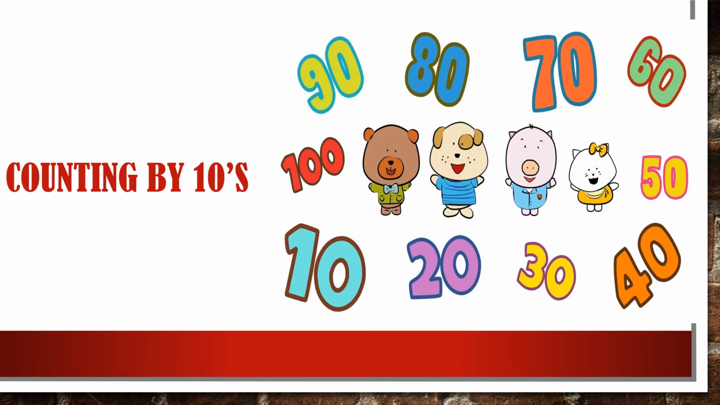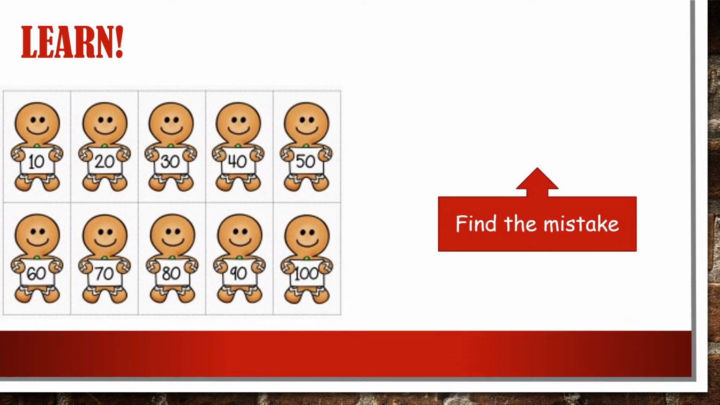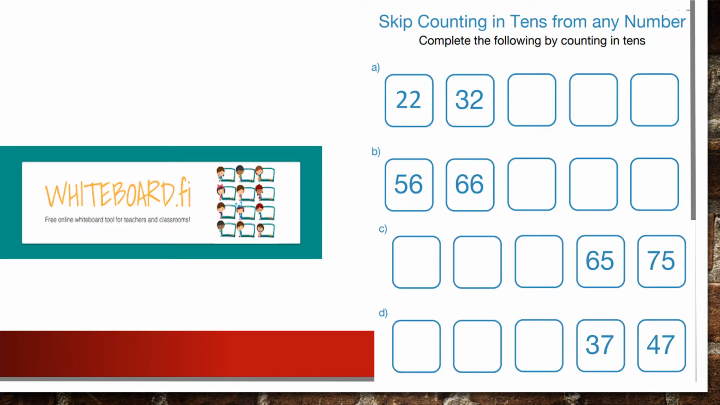Similarly, we will be doing it counting by 10's. This is the simplest way. We have learned this, right? 10, 20, 30, 40, 50, 60, 70, 80, 90 and 100. What I am doing? I am counting by 10's. So, can you see? These are the counting by 10's from 10 to 100. Now, you have to find the mistake in this image. Can you find the mistake? Prepare yourself and come in the class. Find the mistake.